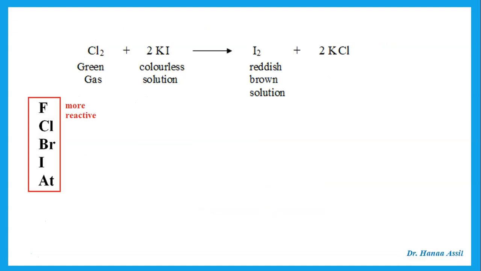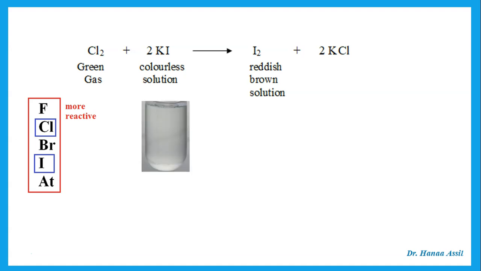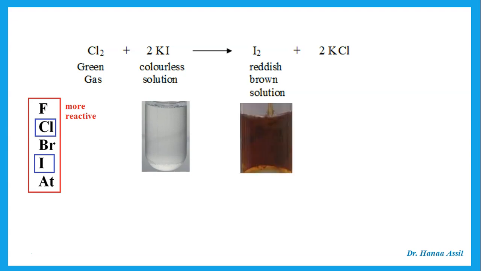Again, chlorine plus potassium iodide. Chlorine is more reactive than iodine, so it will displace it. And potassium iodide, again, that's a compound of group 1, so it's a colorless solution. But when the chlorine displaces the iodine, now we have iodine in solution. Iodine in solution is reddish brown.